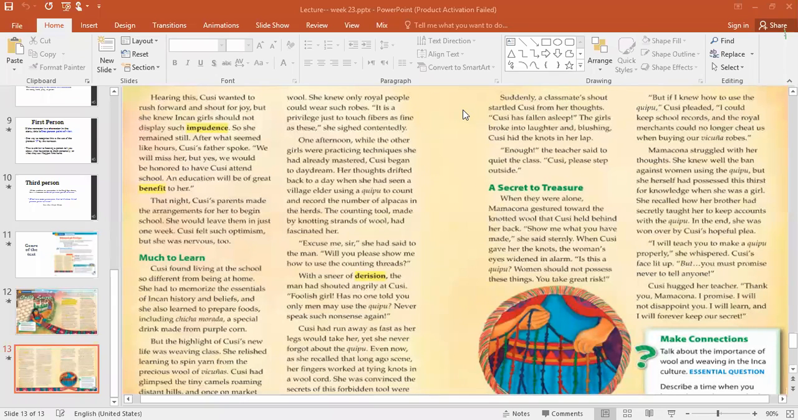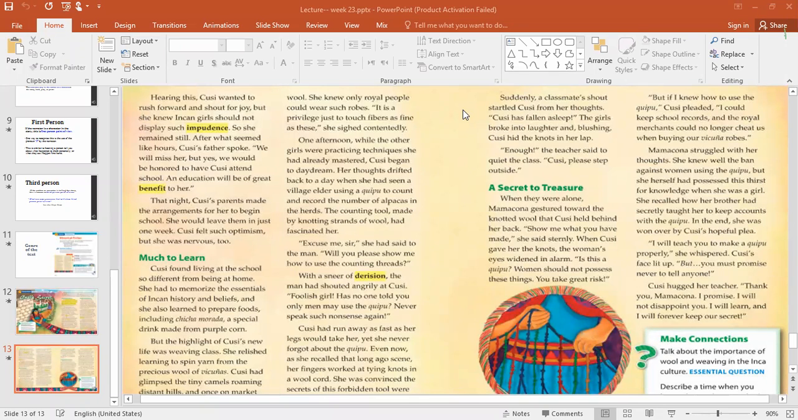She knew Incan girls should not display such impudence. So she remained still. After what seemed like hours, Cassie's parents spoke. We will miss her, but we should be honored to have Cassie attend school. An education will be of great benefit to her.